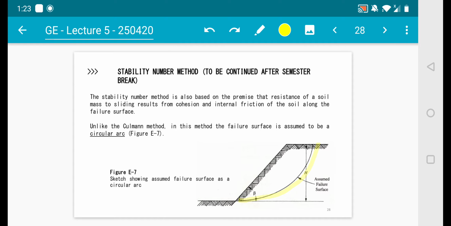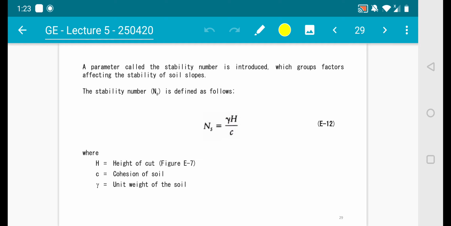Now, the stability number method is also based on the premise that the resistance of a soil mass to sliding results from cohesion and internal friction of the soil along the failure surface. Unlike the Culmann method, in this method the failure surface is assumed to be a circular arc, so just remember the difference. A parameter called the stability number is introduced, which groups factors affecting the stability of soil slopes. The stability number is given by this equation, and it relates the height of cut, the cohesion of the soil, and lastly the unit weight of the soil.